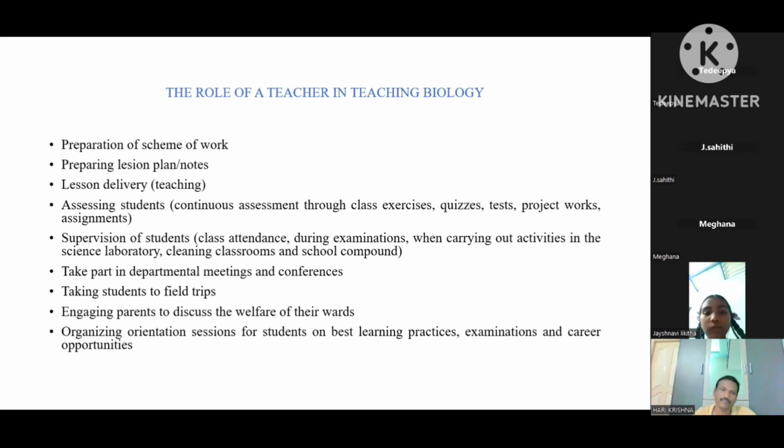Apart from this, I organize orientation sessions for my students on best learning practices, examination, and career opportunities. Some of the students are very good, but they really don't know the best strategies they can employ during learning. So it is my duty as a teacher to give them insights as to the best ways they can learn.